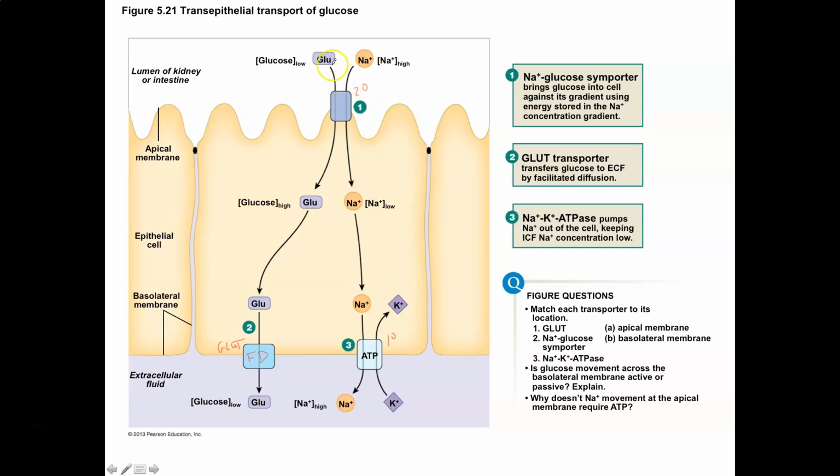So here we have sodium and glucose, let's say moving from your digestive lumen, and they're moving into the cell. Sodium is being moved out by the sodium-potassium pump, and then here we have the glucose moving by facilitated diffusion to get into the extracellular fluid, so into your bloodstream. So it's the big picture of transport, just looking at how glucose might move from your digestive system into your blood.